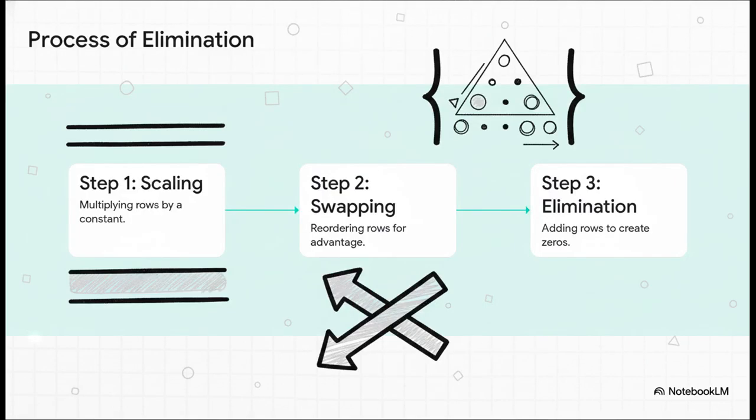And how does it do this untangling? It's all done with just three simple but really powerful actions. First, we can scale rows, multiply them. Second, we can swap them, move them around for a strategic advantage. And third, and this is the most important one, we use elimination. That's where we add a multiple of one row to another with the specific goal of creating zeros. We systematically wipe out numbers until we're left with this clean, simple upper triangular form. That methodical process is what finally reveals the hidden structure inside.